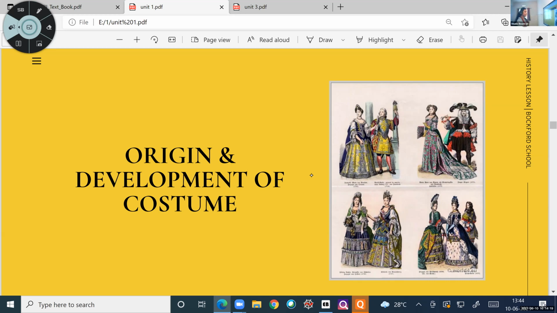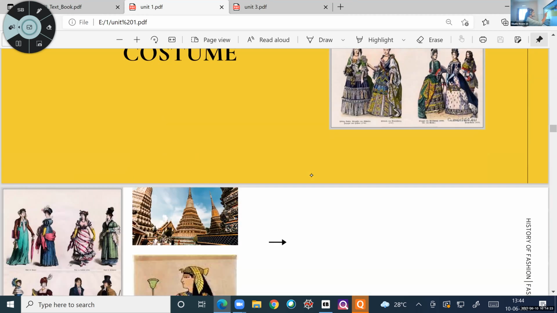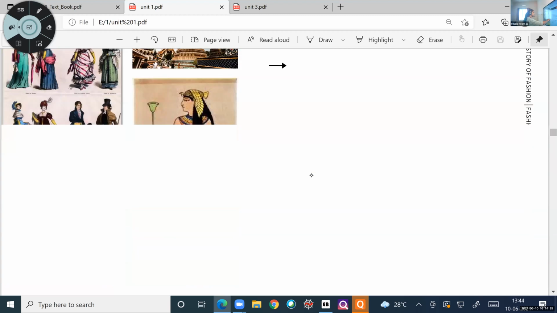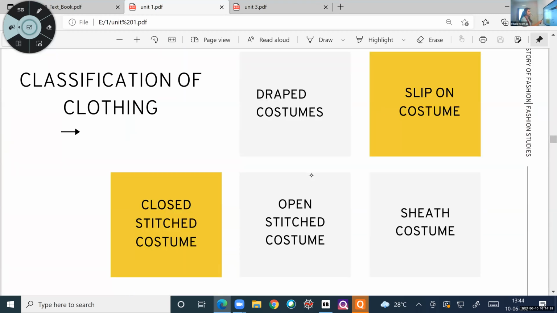Origin and development of costume. Now we will talk about the origin and development of costumes. There were five different types of costumes: draped, slip-on costume, closed stitched costume, open stitched costume, and sheet costume. Okay.